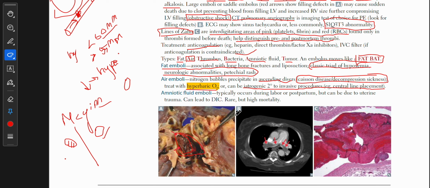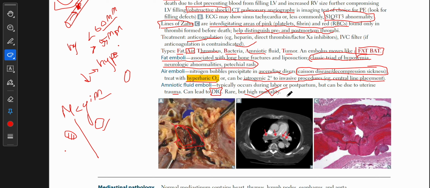And also amniotic fluid emboli typically occur during labor or postpartum, but can be due to uterine trauma too, and it can lead to DIC. DIC is disseminated intravascular coagulopathy. It is very rare, but it presents with very high mortality. That is what it is.